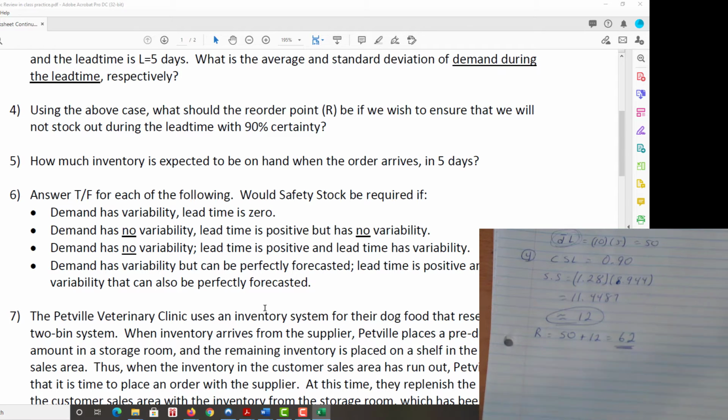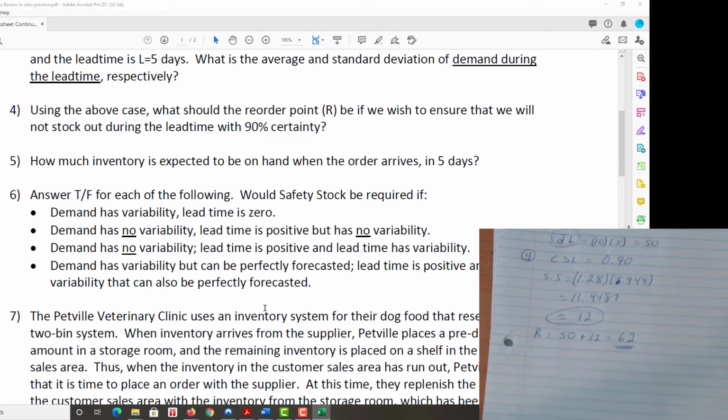Demand has no variability, lead time is positive, and lead time has variability. Okay, same as above, right? The wrinkle in that, we haven't really dealt with lead time variability, but again, if demand has no variability, we basically stop there. Same discussion as we had with bullet 2.